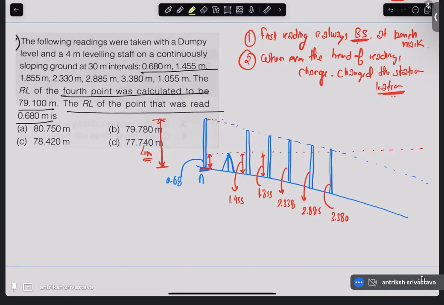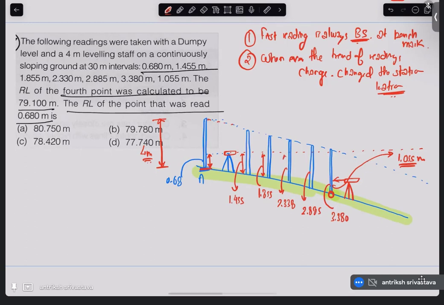Now see, why did I draw this line? Maybe I think you guys will be able to understand that this staff's maximum height is 4 meters only, and this 4 meter will be from the ground where you are laying it down. Now since this is a sloping down kind of ground, after some point your station level is going to be above your staff height, so you have to change your station location. And when you do that, the last point where you took your forward reading, you have to take a backside, and that is given to us as 1.055 meters.